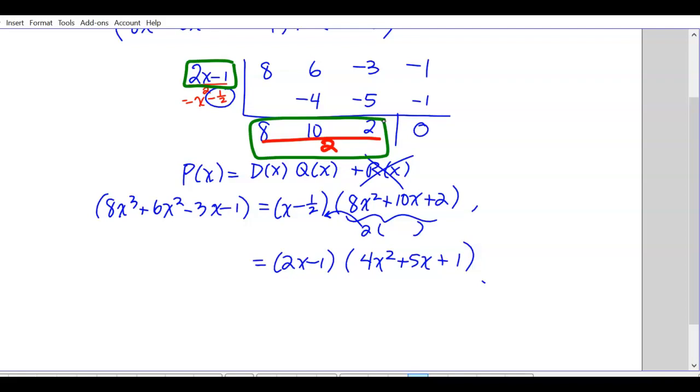Similarly, if there was a remainder, say it was 5, well, then there would be a 5 here. Dividing by 2 has nothing to do with it. I don't double this or anything, right? Because it's divisor times the quotient plus the remainder, and this is all in one term here.